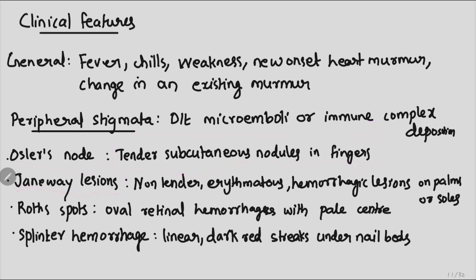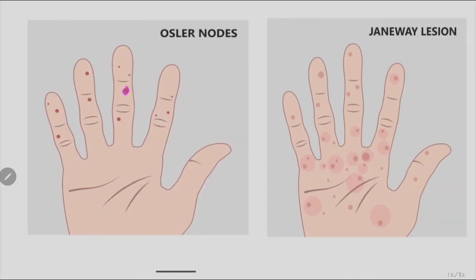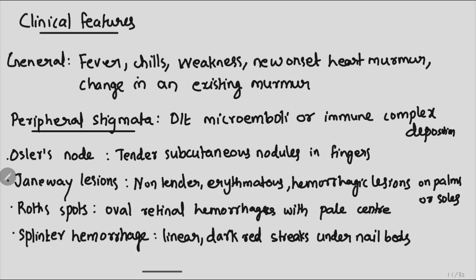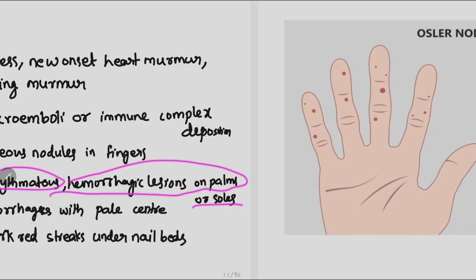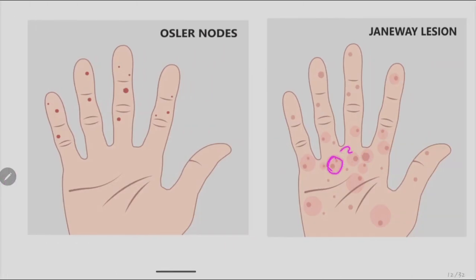Janeway lesions. Okay, so these are Osler's nodes. These are subcutaneous painful nodules seen on the fingers due to immune complex deposition, and Janeway lesions are non-tender. They are not painful, and they are erythematous hemorrhagic lesions on palms or soles. These are the Janeway lesions. These are hemorrhagic lesions due to emboli, and these are not painful.